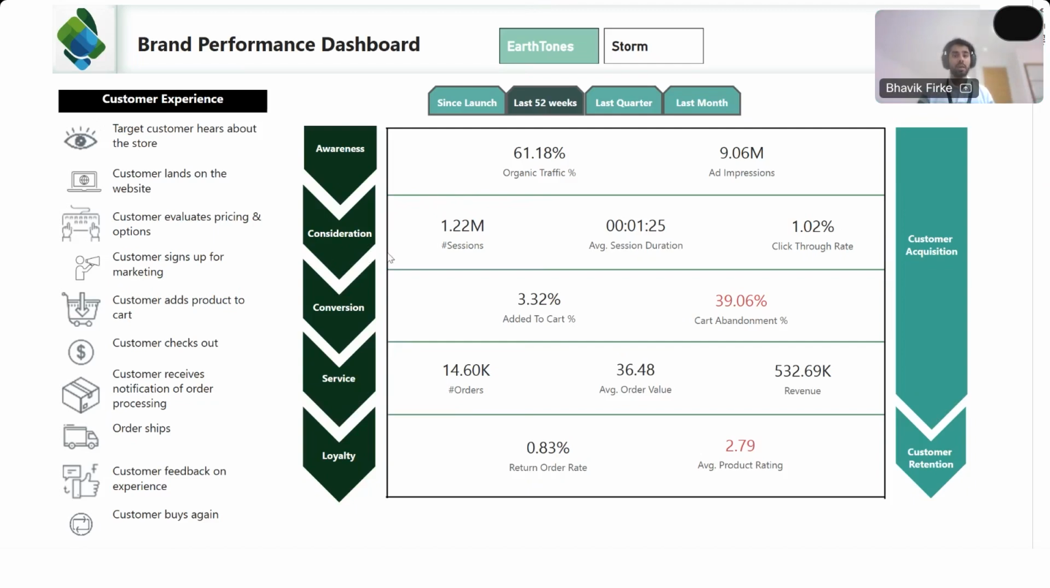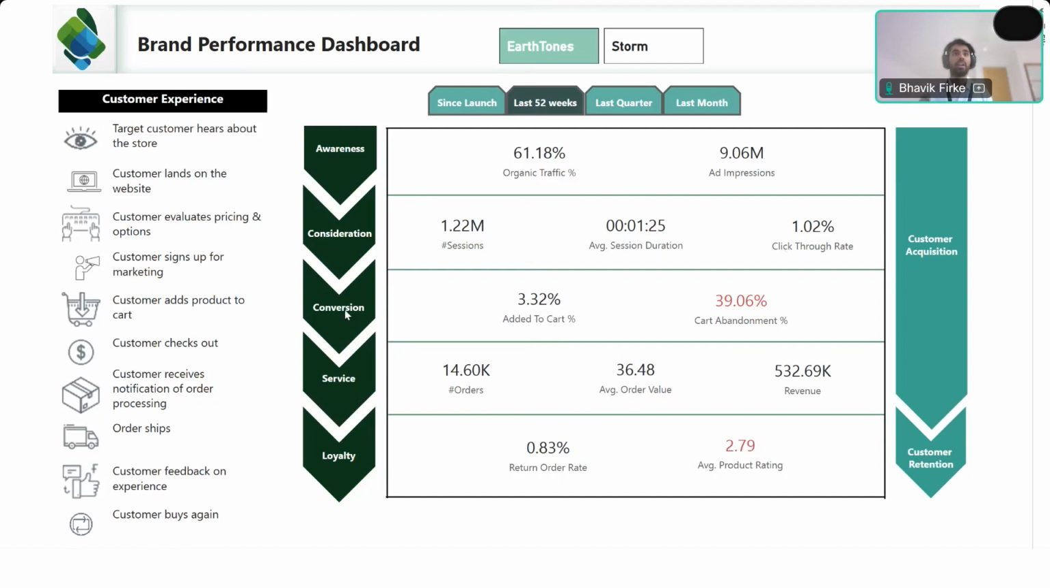Once awareness was established, the next focus was on acquisition, how well the brand was pulling people in, were they capturing consumers' attention after being discovered. Here we tracked sessions, average session duration, and click-through rate. If your brand is showing a high click-through rate, like Earthtones does in our example, it indicates that the media campaigns and strategies are effective and resonating with the target audience.